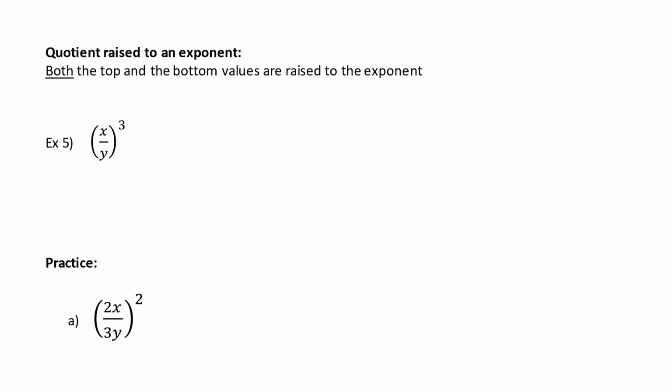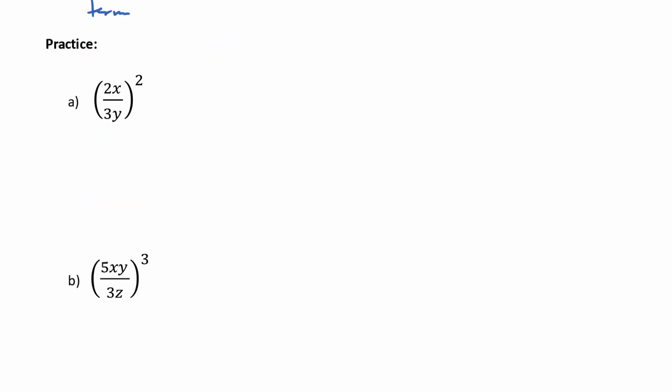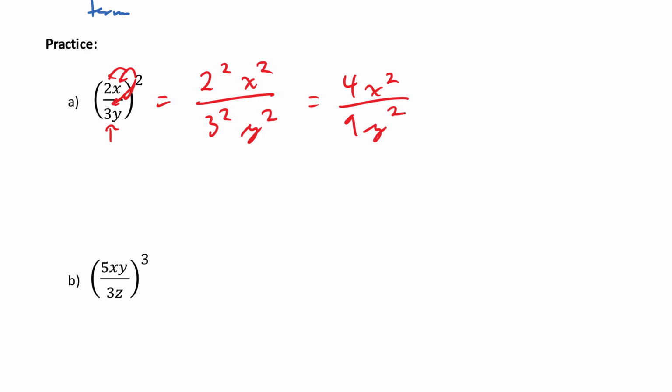Same rules apply when we have a quotient raised to an exponent. If it's one term, we can distribute it between all the variables or the numbers inside. X cubed over y cubed. Let's try these together. So here, one single term. I can distribute here, here, here, and here to every value inside. 2 squared, x squared, 3 squared, y squared. Notice it has to go on every number and every variable. This gives me 4x squared over 9y squared.